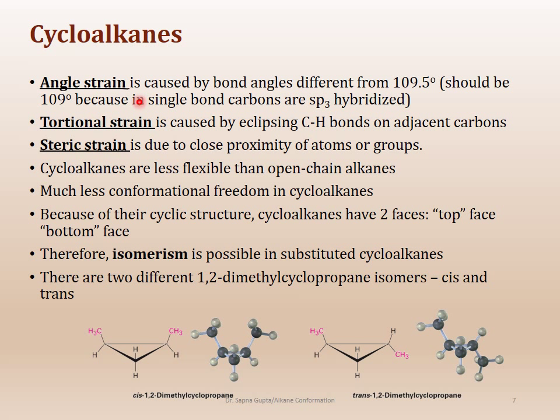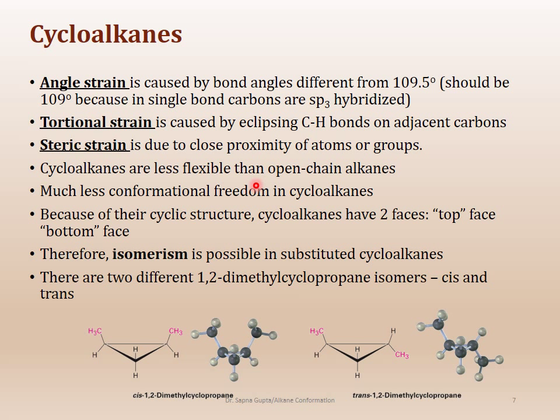So the angle strain occurs because the bonds can be different from 109. All alkanes are sp3 hybridized, so technically their bond angles should be 109. So if it is anything different than 109, then it's not going to be very stable, and that is the angle strain. Torsional strain, again, is caused by the eclipsing of the CH bonds. Steric strain, again, is caused by proximity of large atoms or groups, okay? Or it could be small atoms too, but usually it's the large atoms or the large groups.